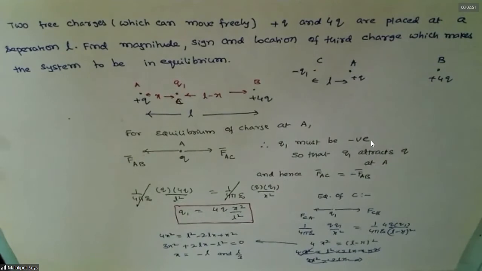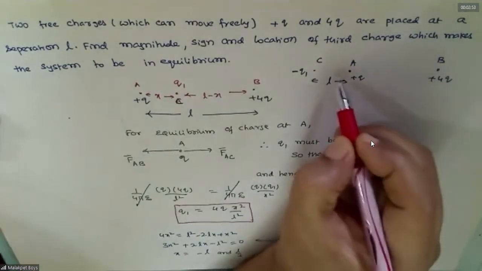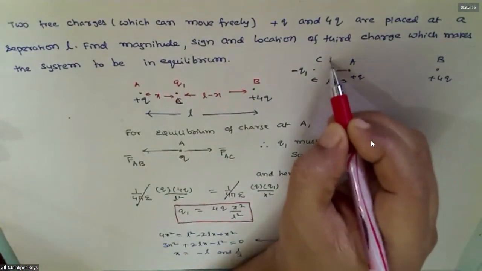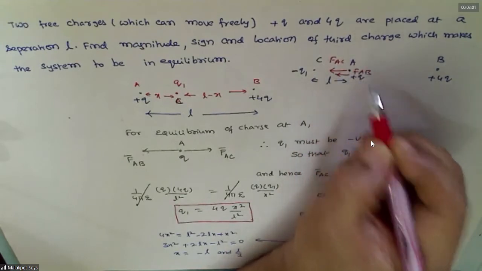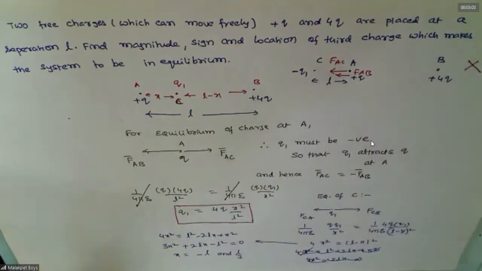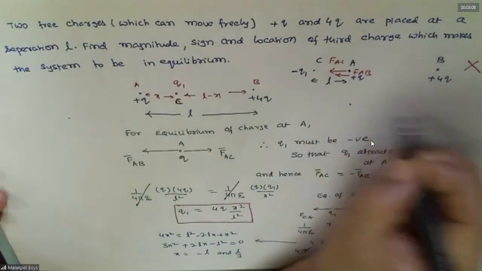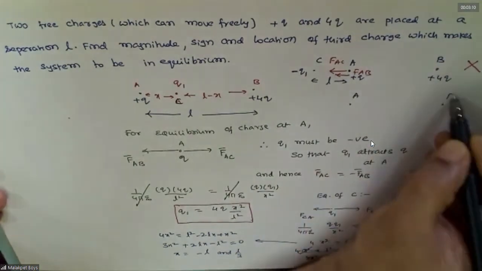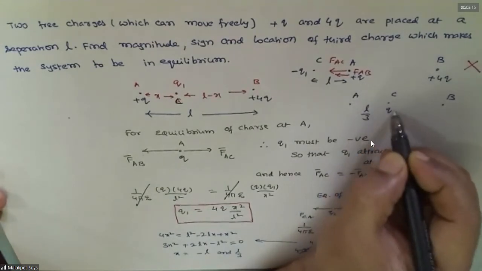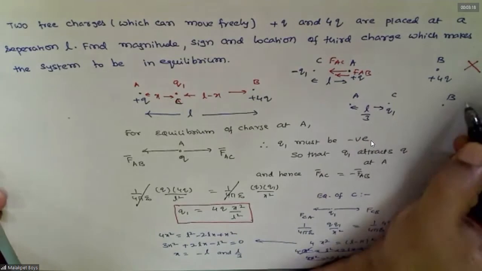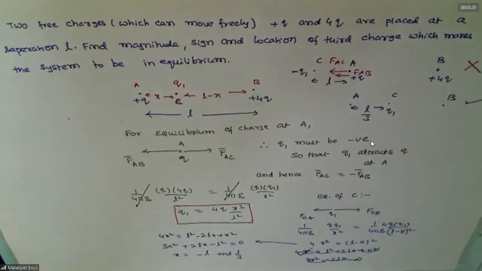Now, is it possible? If you take this as the force on A due to C, and this as the force on A due to B, this is not possible because A won't be in equilibrium. You have to check like this. So the only other alternative is this one. This is possible. Agreed. Yes, sir.